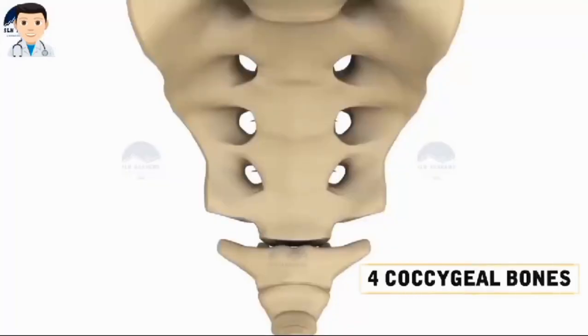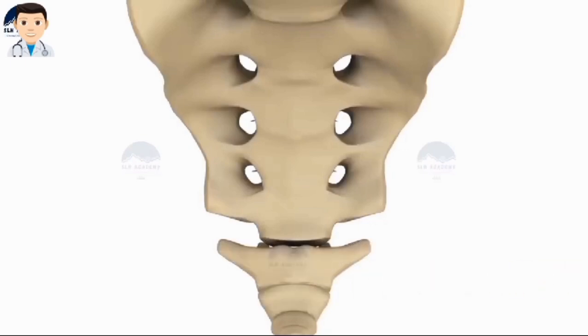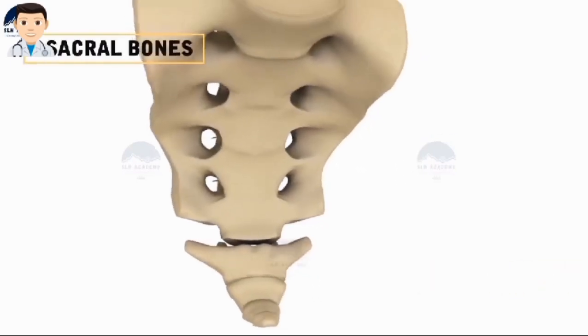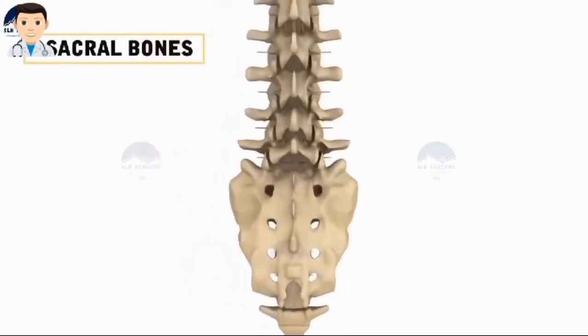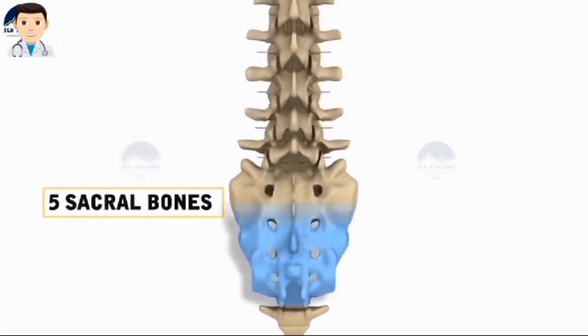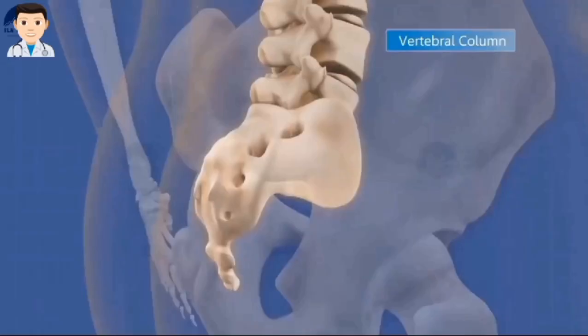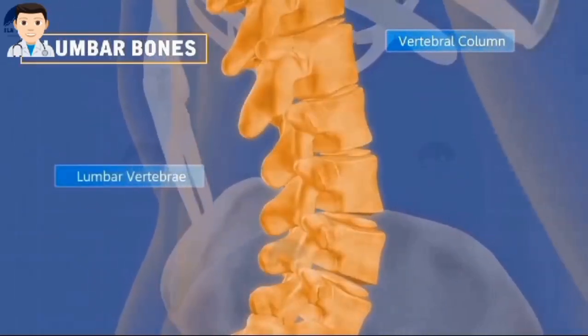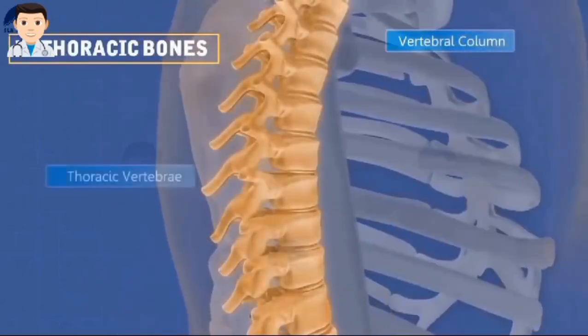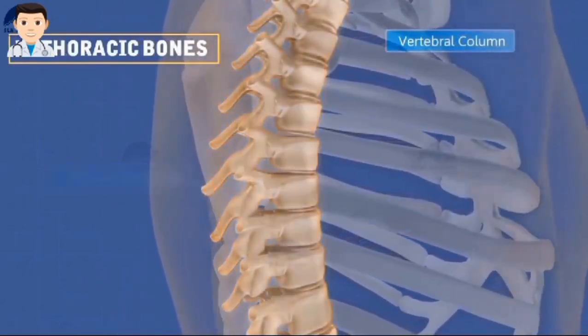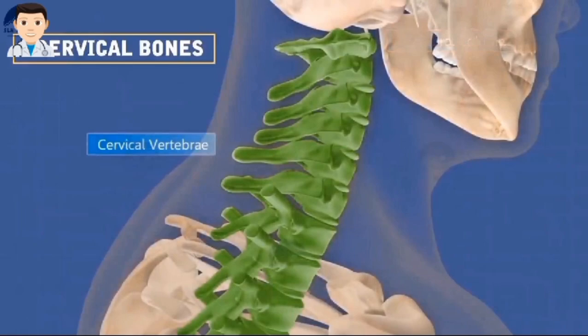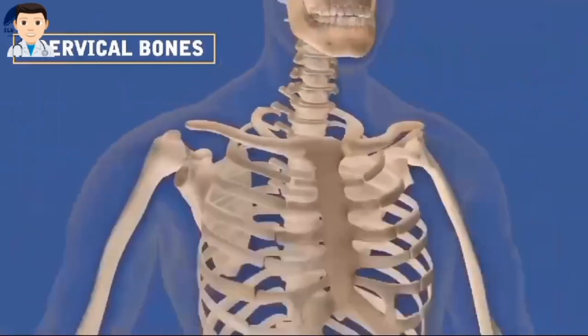The 4 coccygeal bones are fused together in adults as one bone, which is also called the tailbone. The 5 sacral bones are fused in adults as one bone. 5 lumbar bones, 12 thoracic bones, and 7 cervical bones are present in the human vertebral column.